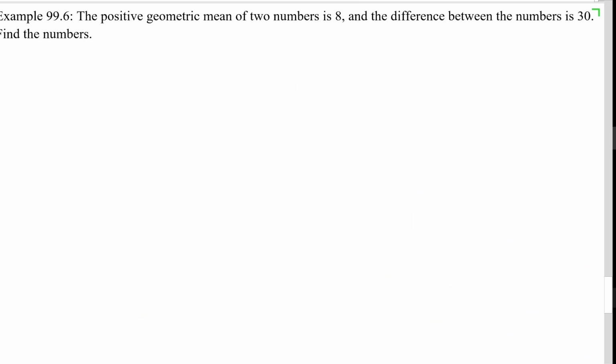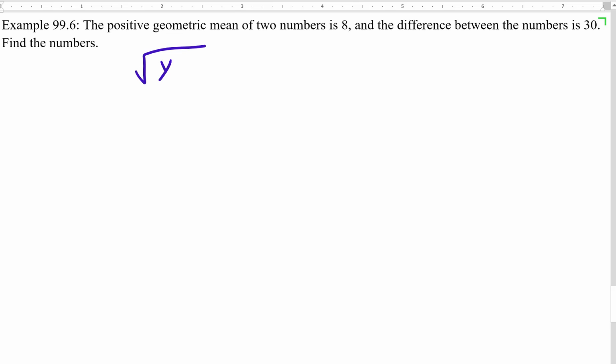Okay, so now you've got the positive geometric mean of two numbers is 8, and the difference between the numbers is 30. Find the numbers. All right, well, if the positive geometric mean of the two numbers is 8, that means that the square root of the product of the two numbers is 8, because that's what we just talked about the geometric mean is, and it says positive only, so I'm not putting plus or minus. And then it says the difference between the two numbers is 30.